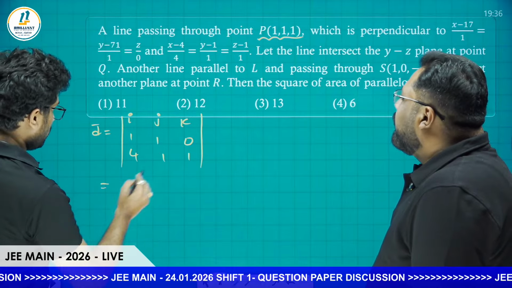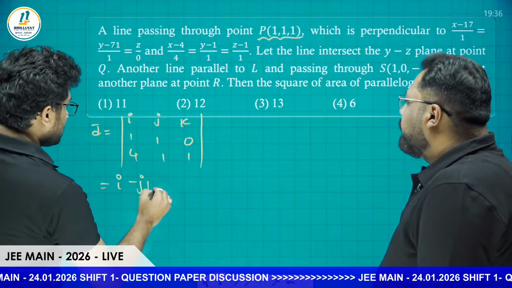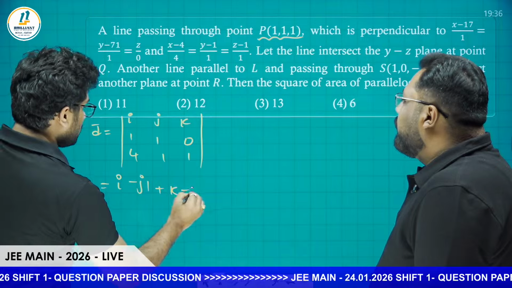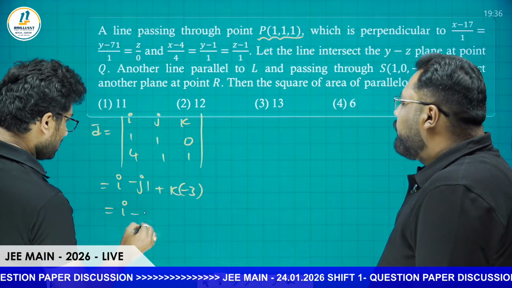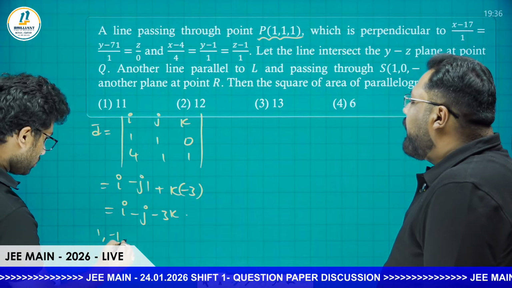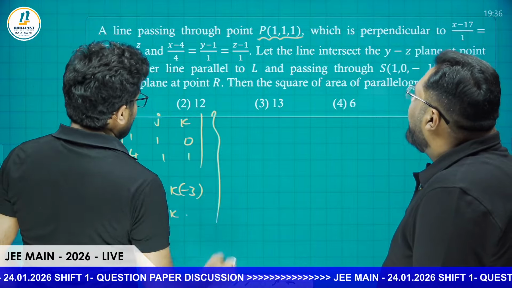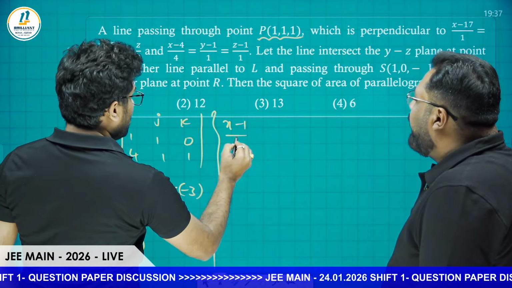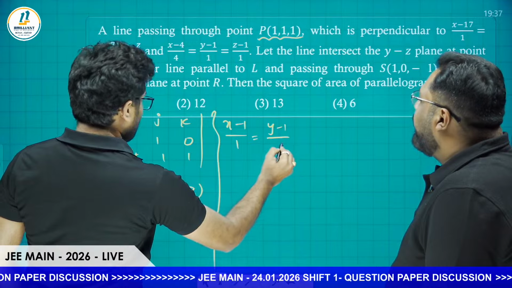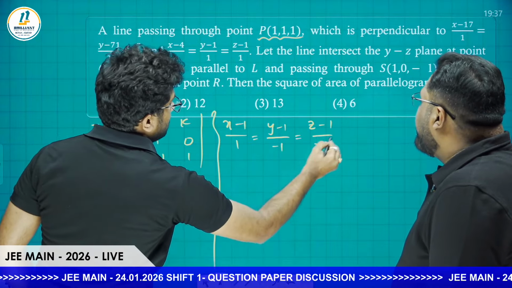So 1 into 1, that is i, minus j into 1, plus k into 1 minus 4, which is minus 3. So this is i minus j minus 3k. So the DRs will be now 1, minus 1, minus 3. So the equation of this line will be (x minus 1) divided by 1, (y minus 1) divided by minus 1, (z minus 1) divided by minus 3.